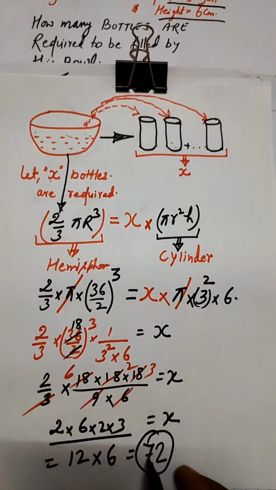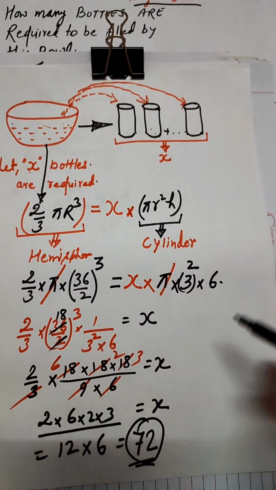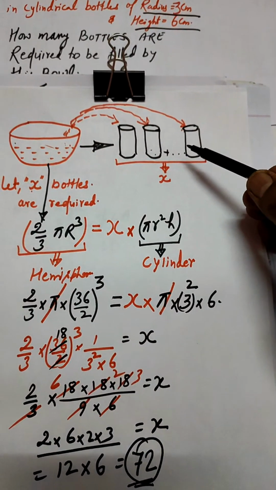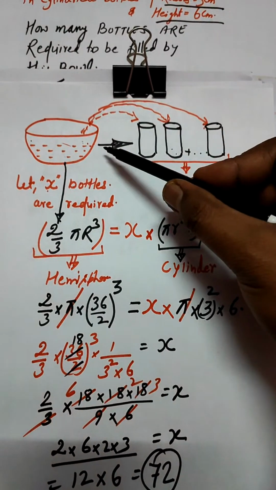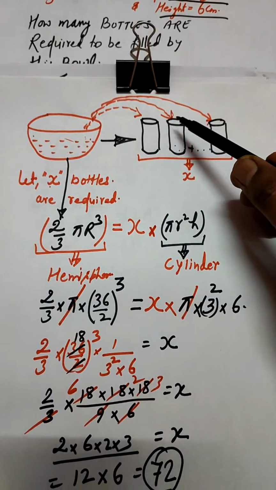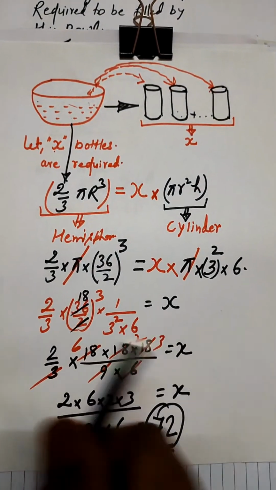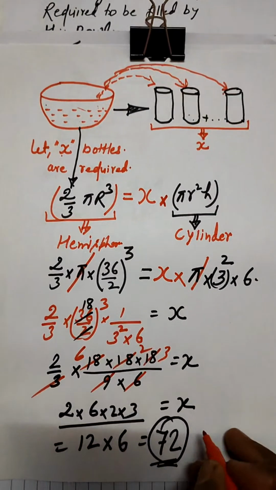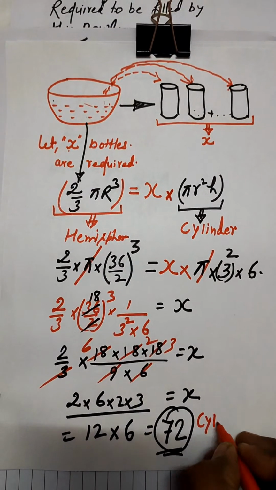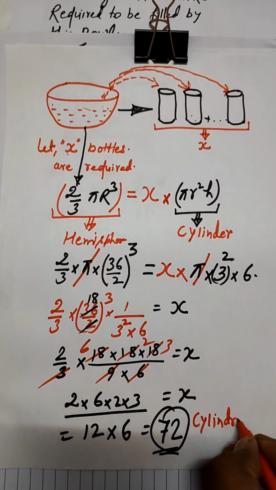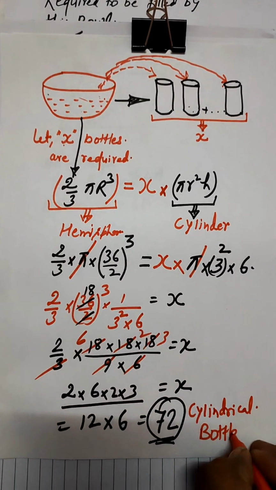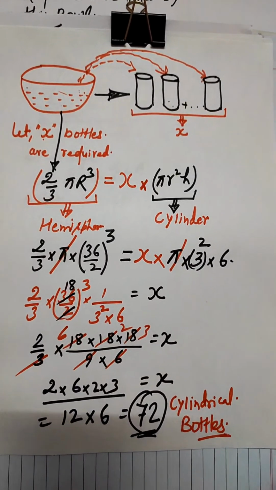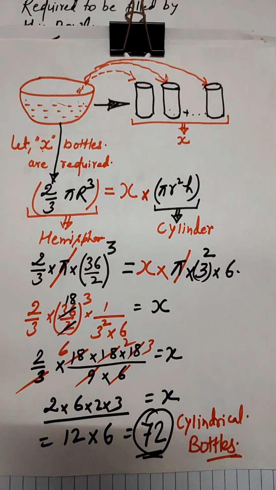So we can say that 72 such cylindrical bottles will be required, which will empty the entire liquid of this bowl, right? 72 cylindrical bottles will be required. So this is our answer, right?